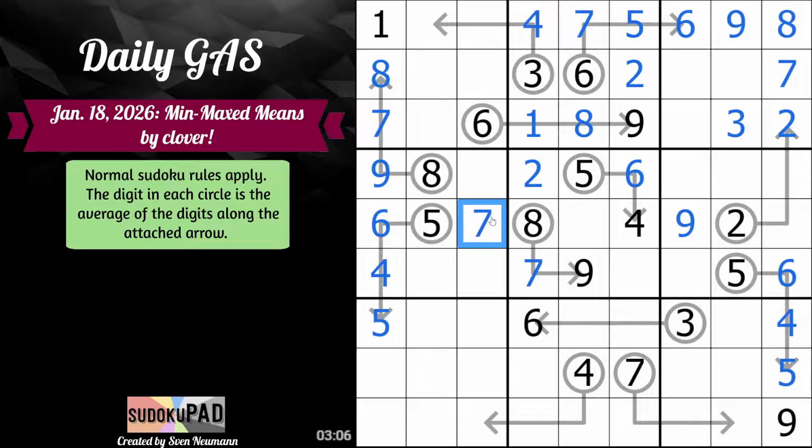7 leaves us with 4, 7, 8, 8. 4, 7 pair, 4, 7, 1, 3, 1, 3. 1, 3, 2. 2, 2, but we already knew this was 2, 3, 4. What are we not looking at? Here, 6, 3. It's 9. This has to be 1, 2.